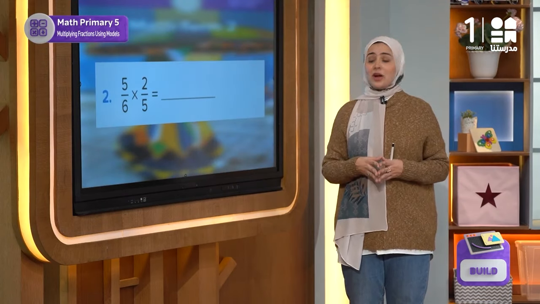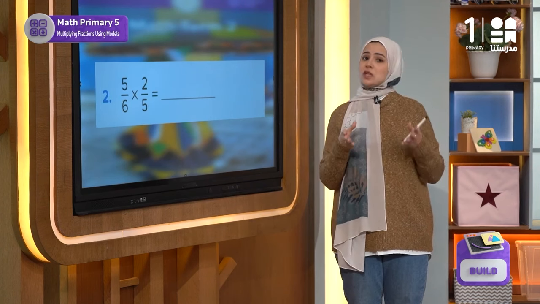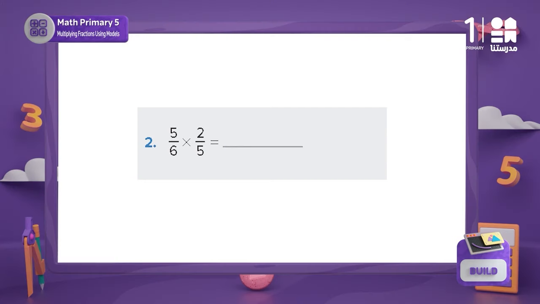Here, we will multiply the fraction 5 over 6 times 2 over 5 using the models. You can check your answers with me when we get back.